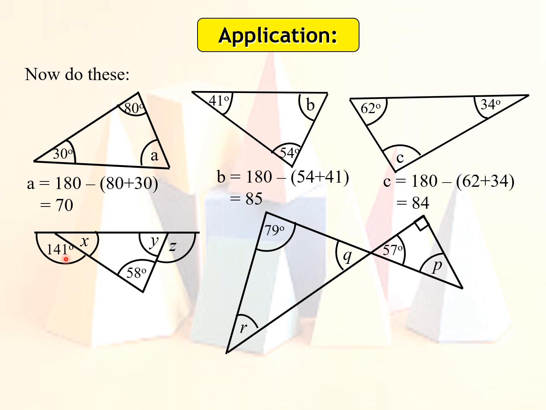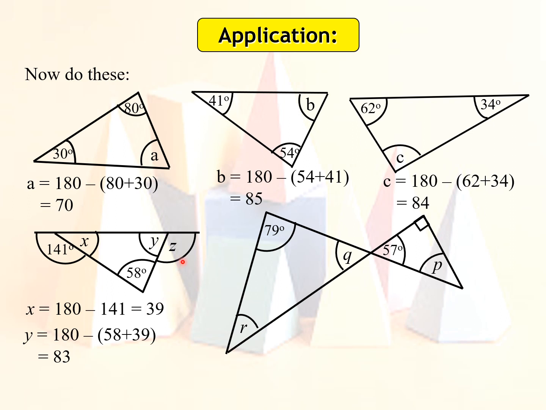And then to determine angle X, we are going to subtract 180 minus 141 because they form a straight line which adds up to 180 degrees. So angle X is 39 degrees. To determine angle Y, we have 180 degrees minus 58 plus 39. So 58 plus 39 subtracted from 180 is equal to 83 degrees.